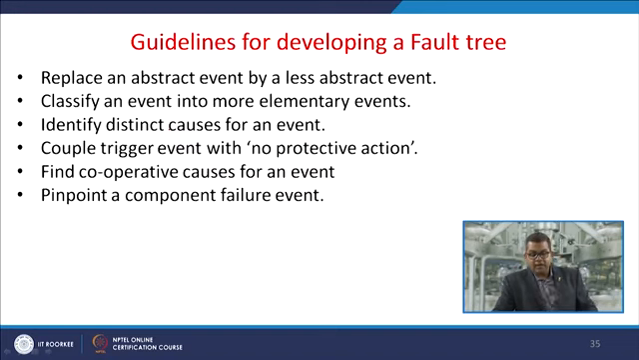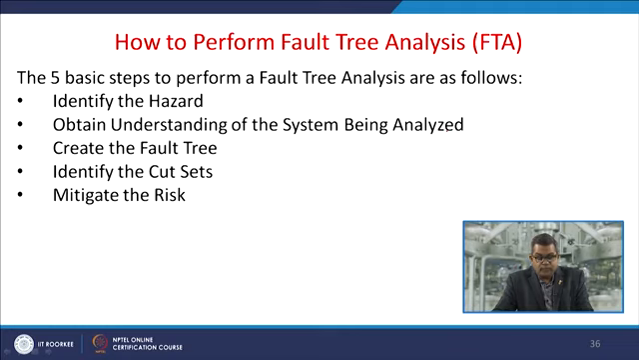So, there are guidelines for developing fault tree analysis. You must replace an abstract event by a less abstract event. Classify an event into more elementary events. You need to identify the distinct causes for an event and the coupled trigger event with no protective action. You need to find the cooperative causes for an event and pinpoint a component failure event. So, these are certain guidelines for the development of a fault tree.